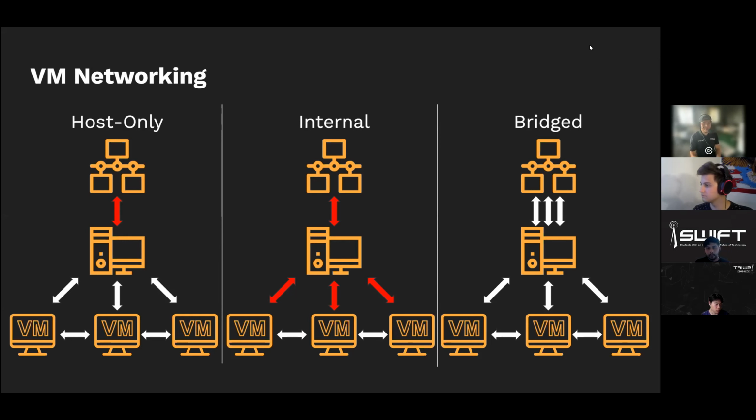With an internal network, the virtual machines could only interact with each other. They won't be able to interact with the host, they'll only be able to ping each other.